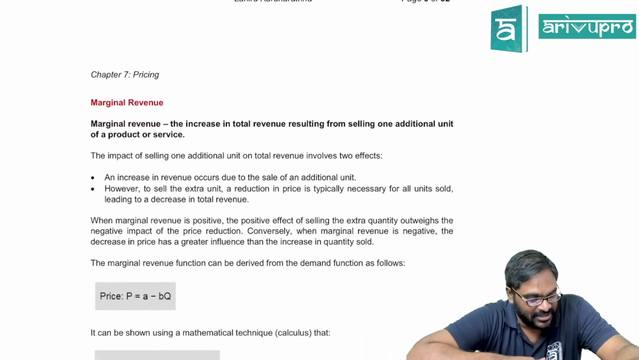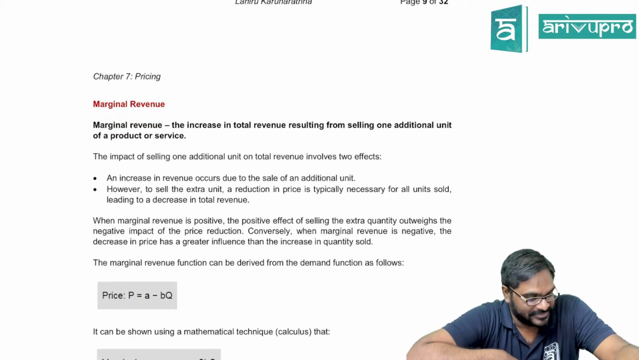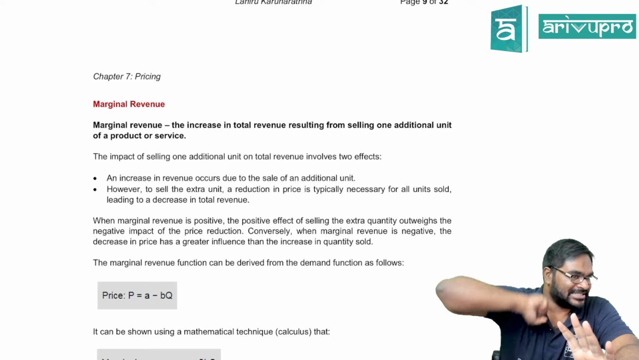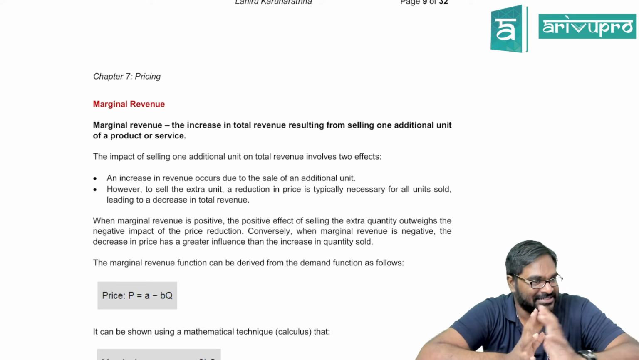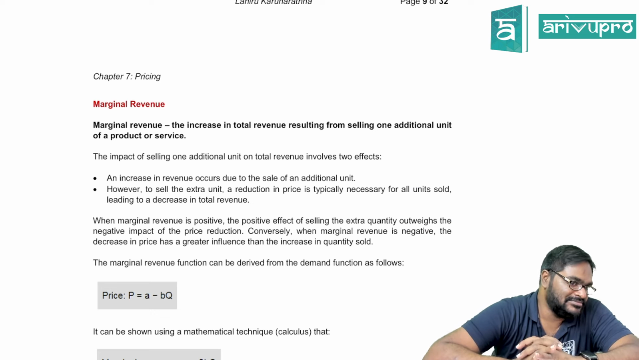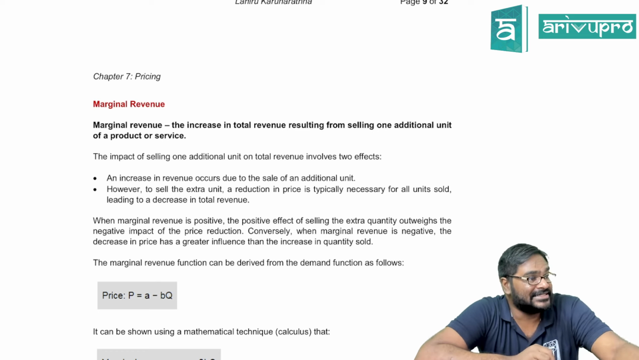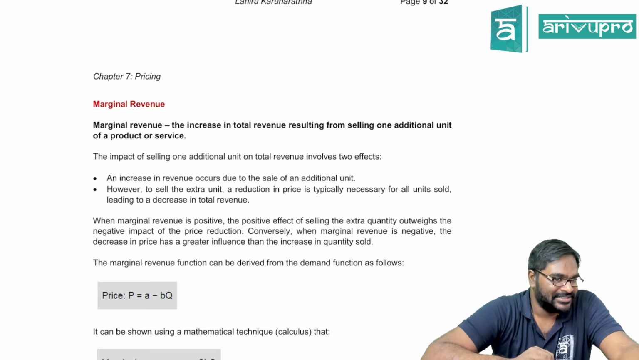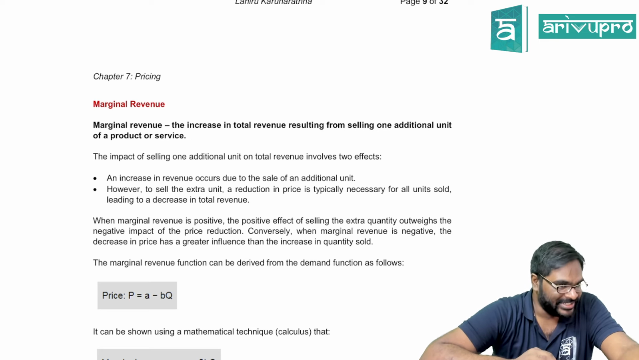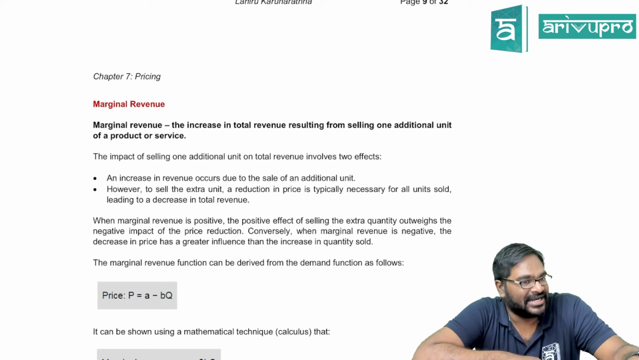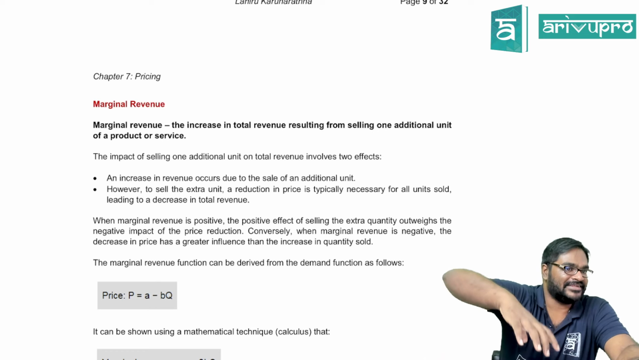Then marginal revenue. Now, we already discussed what marginal cost is, right, in the previous lesson. What is marginal cost? Super. Marginal cost means how much cost you will have to incur for one more additional unit. Are we okay? Then marginal revenue would be the complete opposite of that.